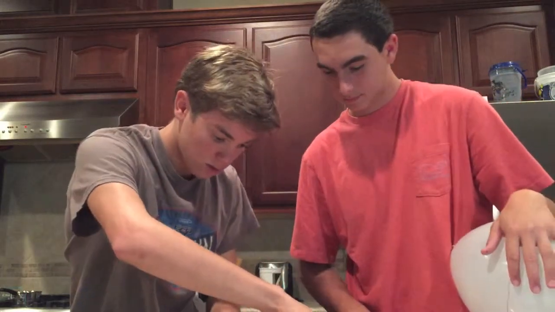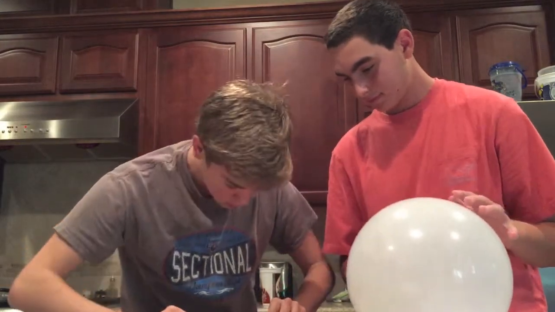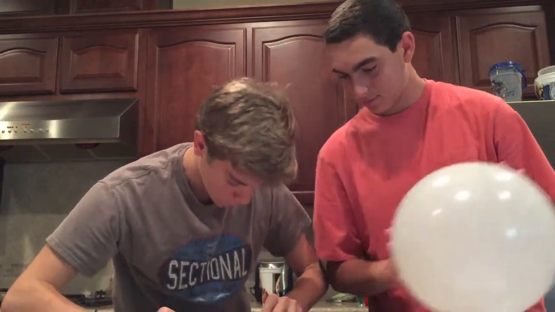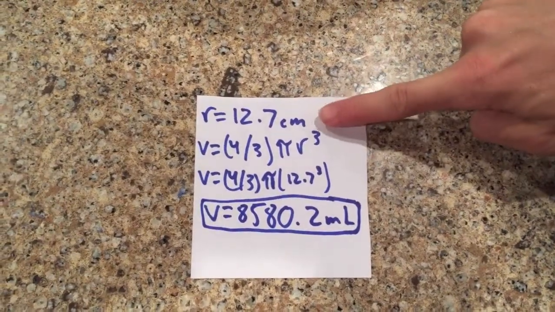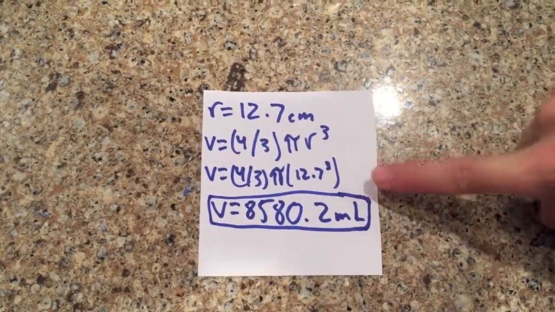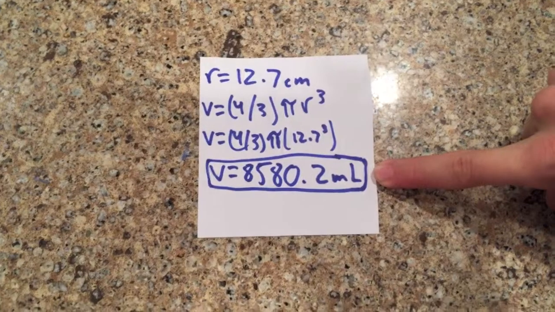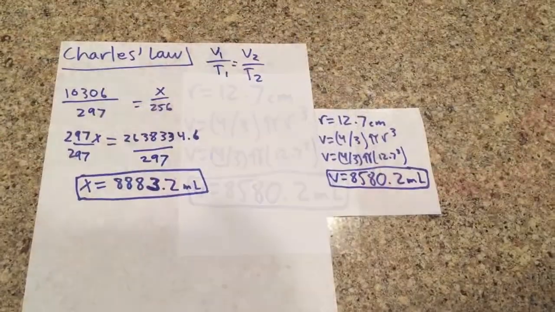And as you can see, it is roughly 12.7. So now that we found the new radius, we can then plug it into the volume formula again. Once we plug in the numbers, we find out that the new volume of the balloon is 8,580.2 milliliters.